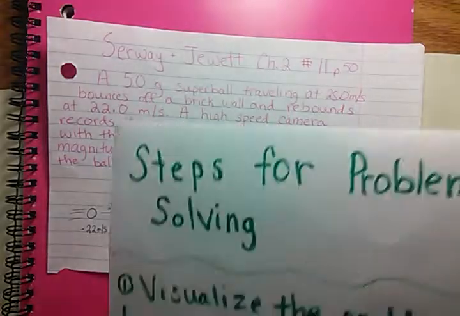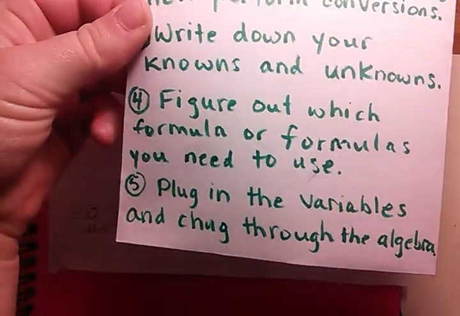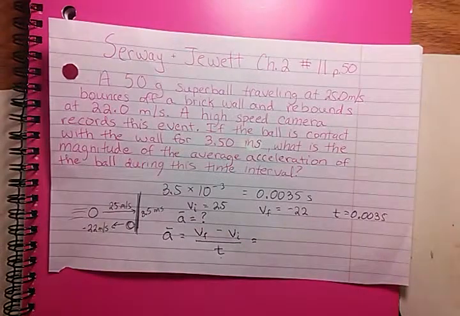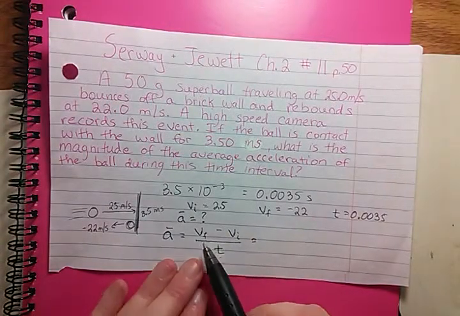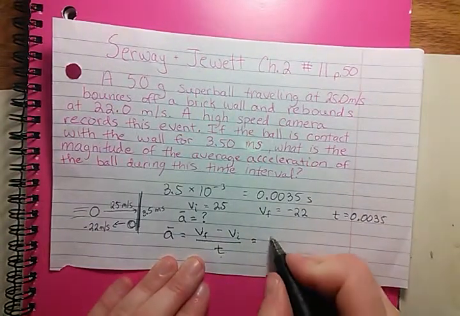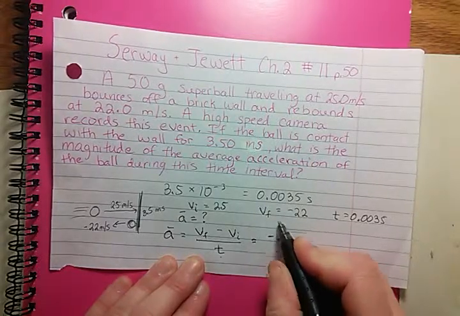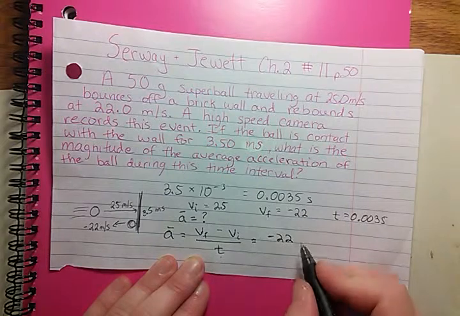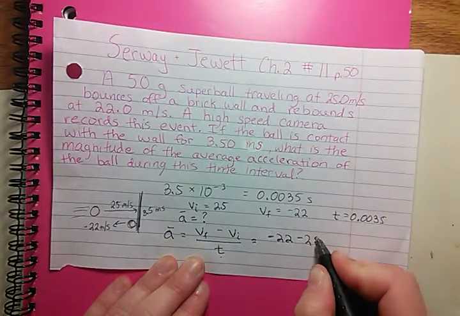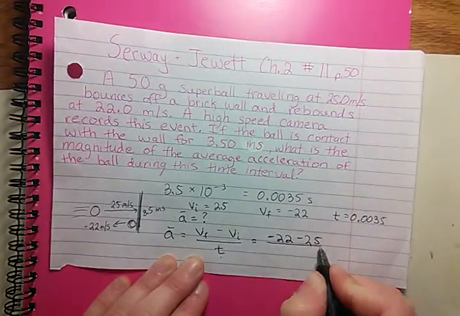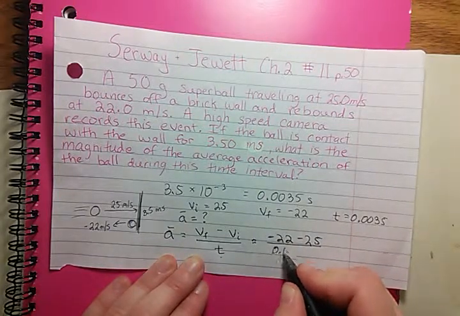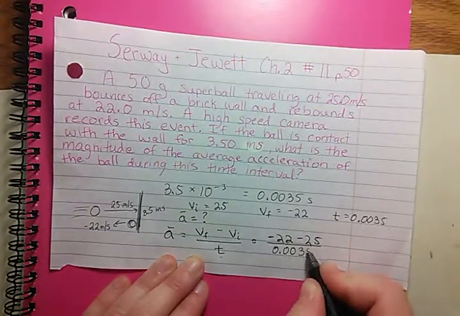The last step is to plug in the variables and chug through the algebra. So for VF, I'm going to plug in negative 22. For VI, I'm going to plug in 25. And for T, I'm going to plug in 0.0035.